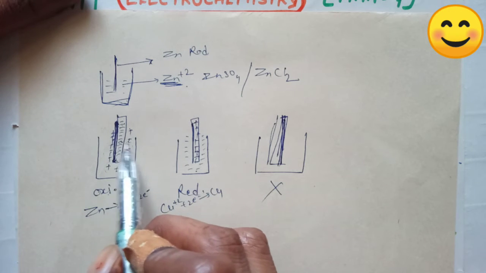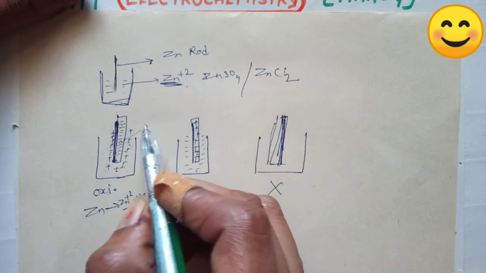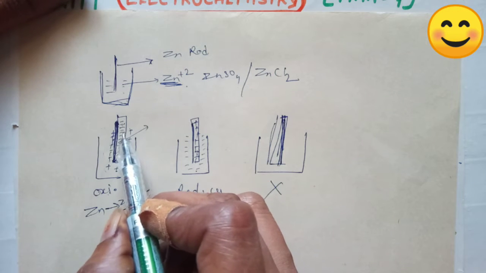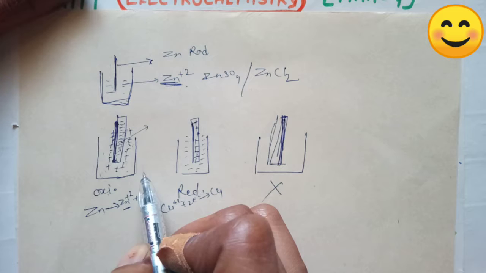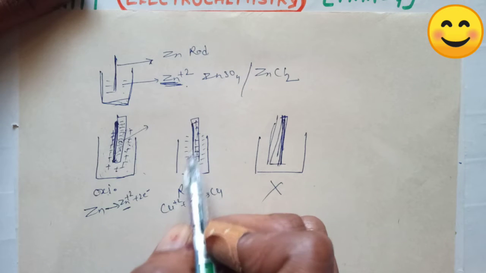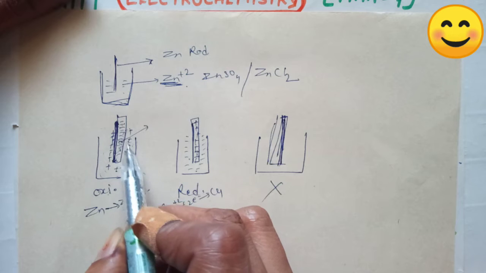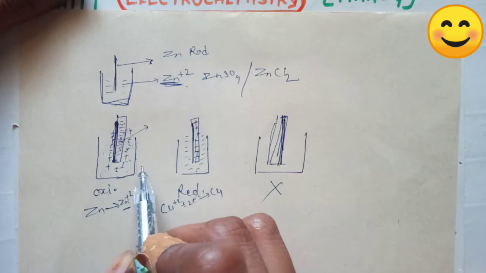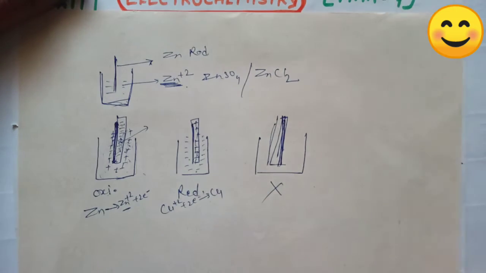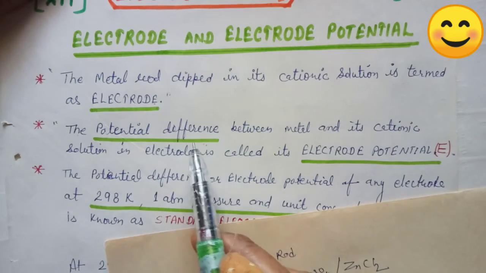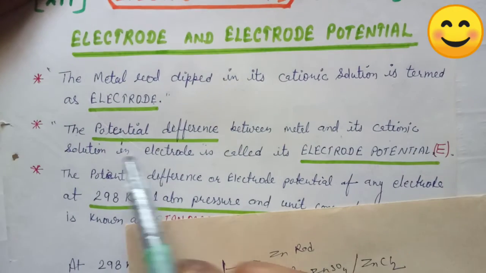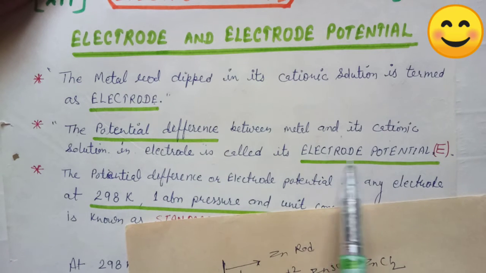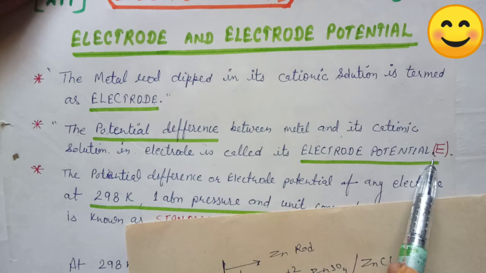Due to this double charge layer, a potential difference is produced, that is, a potential difference between the rod and the solution. There are different charges on the solution and the rod, so the potential difference between the rod and its cationic solution is known as the electrode potential. Clear? The potential difference between a metal and its cationic solution in an electrode is called its electrode potential. It is denoted by E.